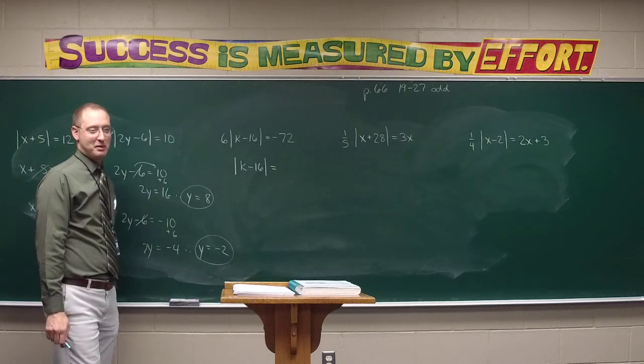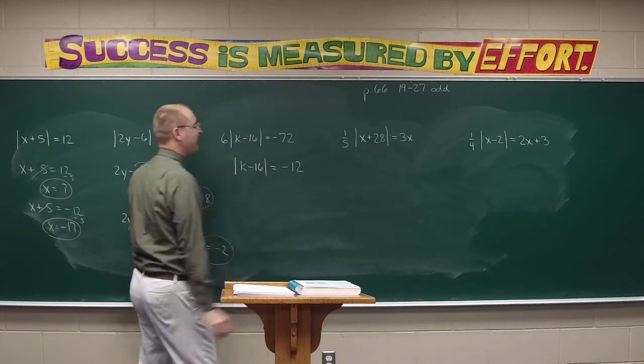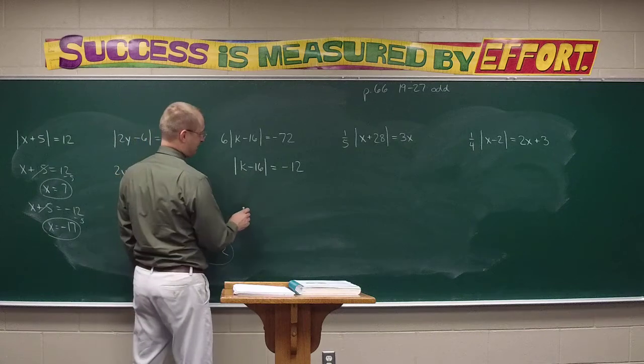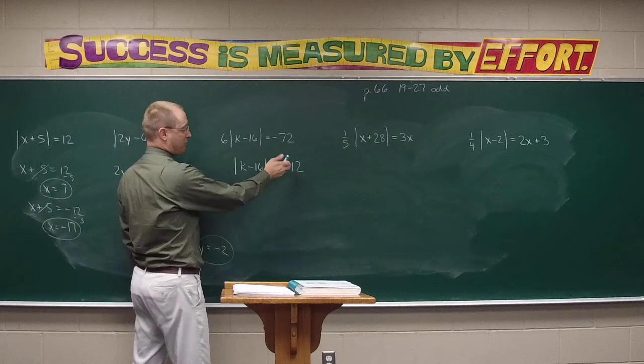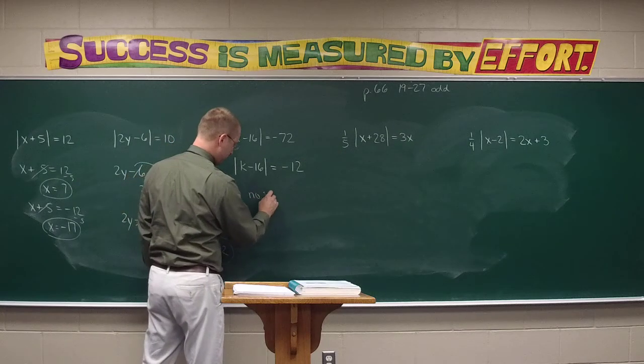Negative 12. Negative 12 is correct. I didn't bother because I knew it would be a negative. And then what? You can't do it, no solution. Right, you can't do absolute value. Don't say equals 12 and negative 12. If it says negative, you say no solution.